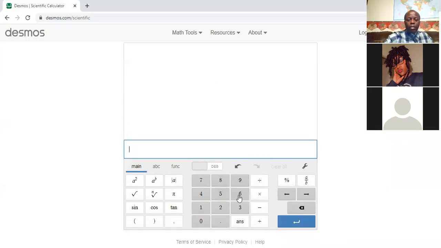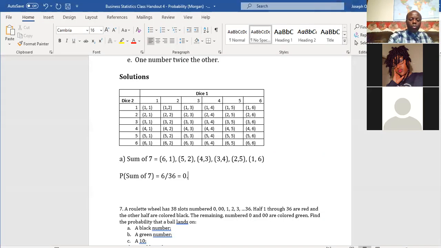Okay, 6 over 36 is 0.16666, so just 0.167. 0.167 is the probability of getting a sum of 7, because 6 plus 1 is 7, 5 plus 2 is 7, 4 plus 3 is 7, and so on.